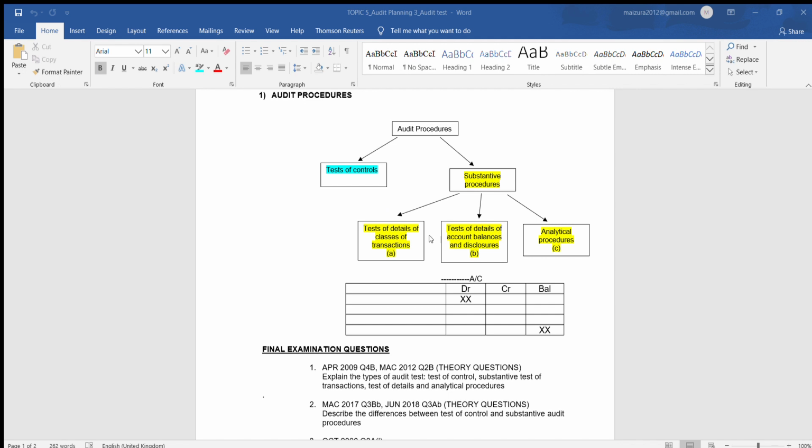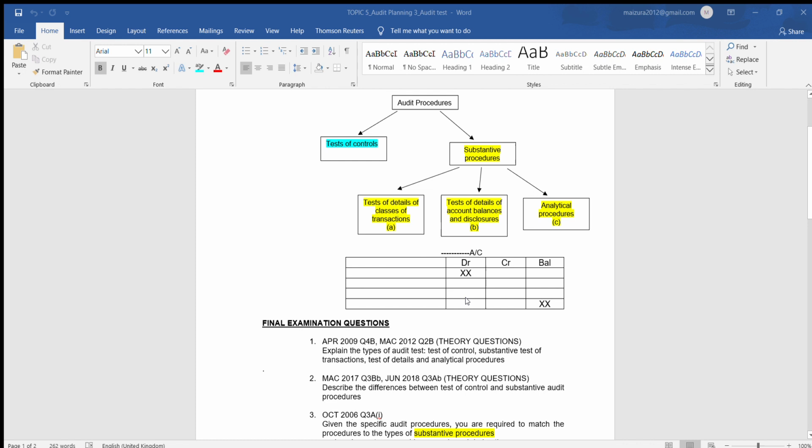Now, looking at these tests of detail, the two substantive procedures, which are classes of transaction and account balance. I'm giving you here the 3-column ledger, assuming whatever account it is. When you're looking at test of detail of classes of transaction, you are looking at the entries on the debit and credit side. Whereas if it is test of detail of account balances, it will be on the balance here. So the auditor is doing substantive procedures either on these items, either on the debit or credit side, or at the end balance.